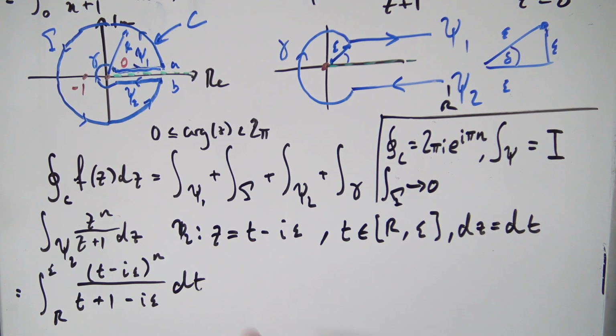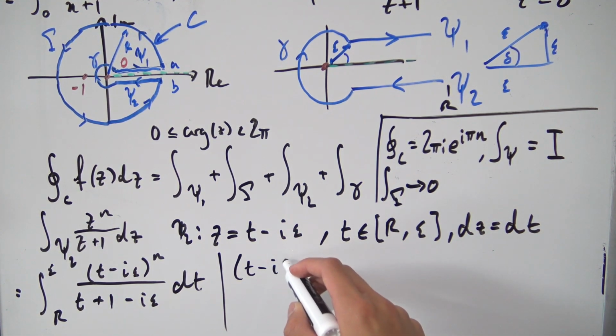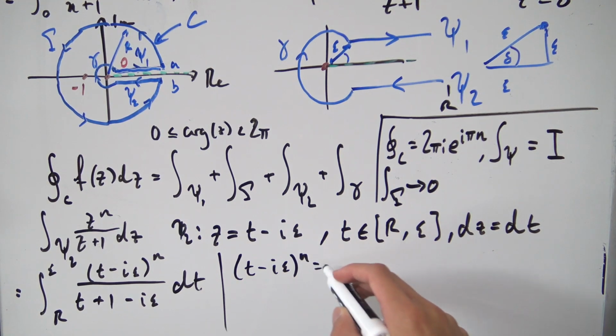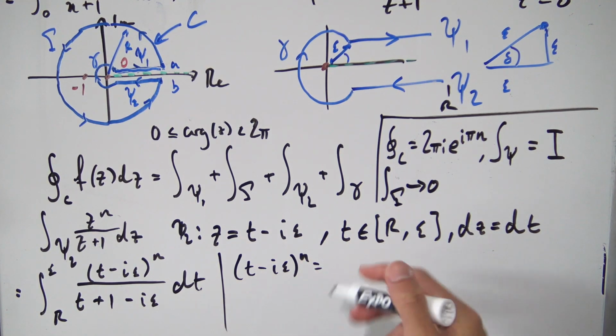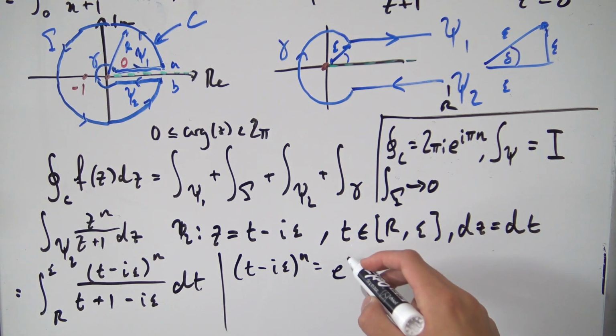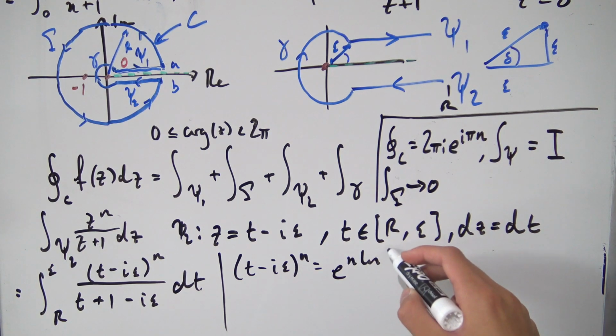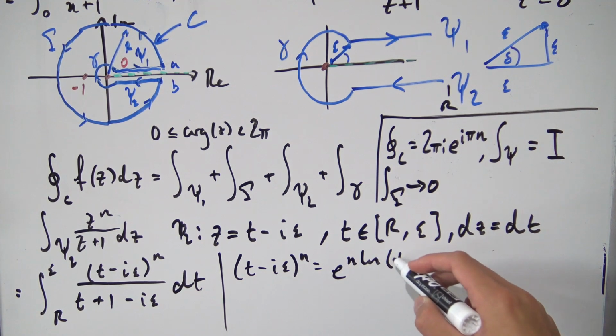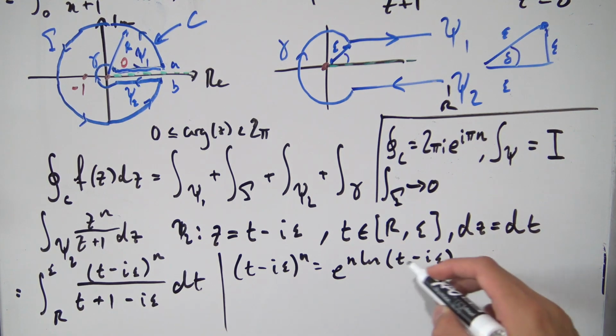But yeah, we have to rewrite this somehow to get rid of this negative imaginary part and turn it into a positive imaginary part. So in order to do that, we're going to be using natural logs. So how can we use natural logs to do that? Well, let's take a look at the numerator first of all. If we take t minus I epsilon to the nth power and turn this into base e, we're going to get e to the n times the natural log of this complex number right here, so t minus I epsilon like so.